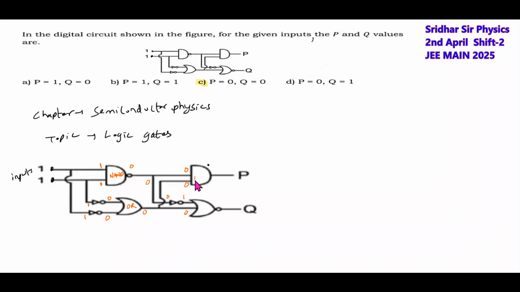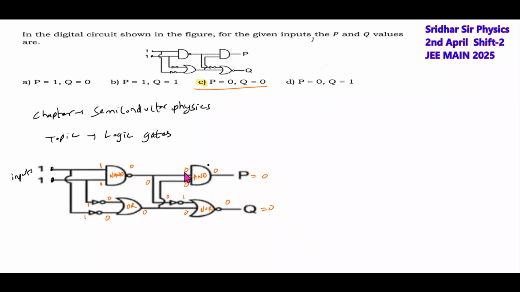For the AND gate, when both inputs are low, the output will be low. Then this is the NOR gate, the output will be low. So the value, this will be 0, this will be 0. We have to trace out almost all gates here: OR, AND, NAND and NOR. You should just know the basic logic operation of these fundamental gates.